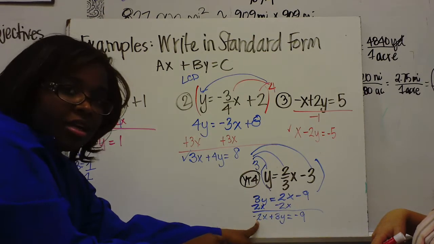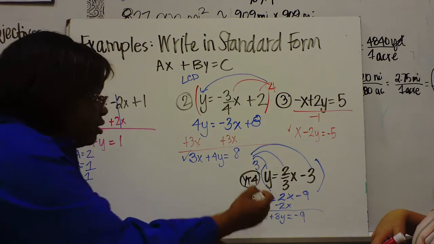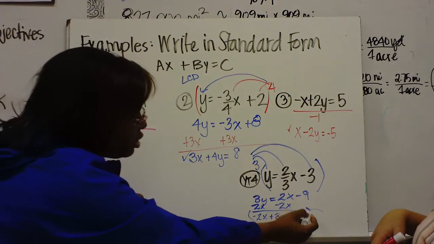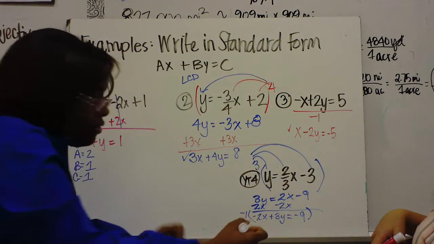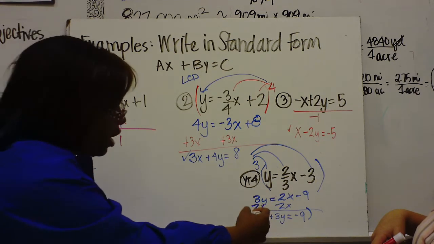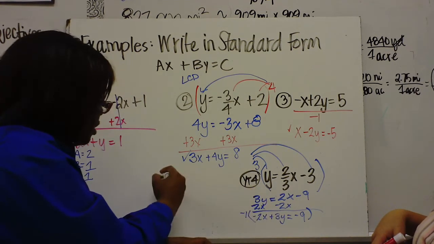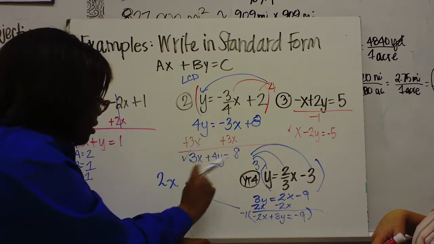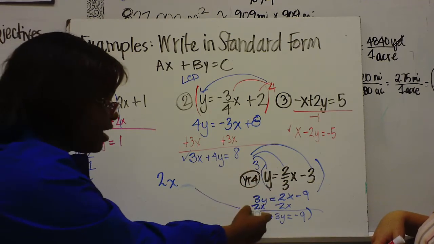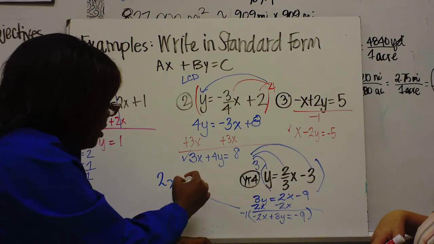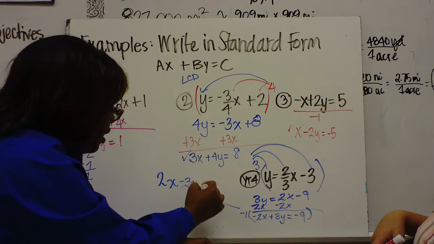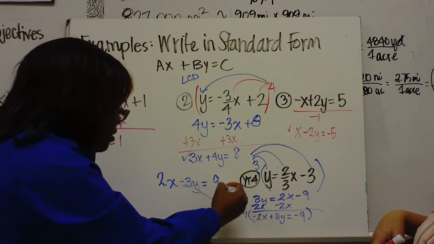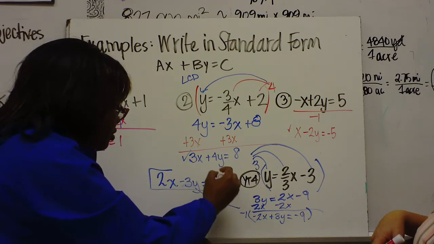But we can't have a negative for our a value. So then Ms. Hantler did division the first time. I'll show you multiplication. Essentially, you get the same thing. If you multiply everything by -1, -1 times -2 is going to change that to a positive 2x. And then -1 times positive 3 is going to be a -3y. And -1 times -9 is going to change to positive. So this is your final answer.